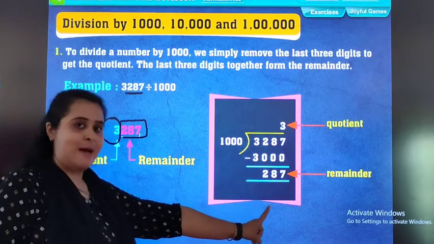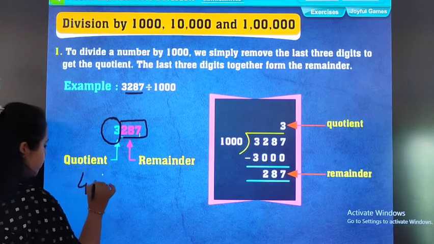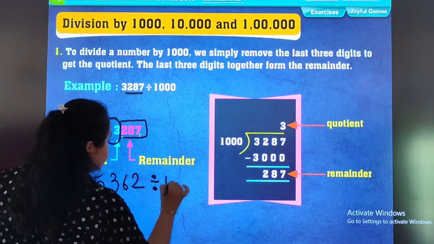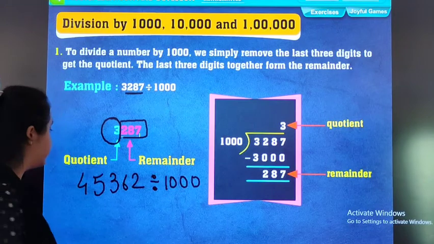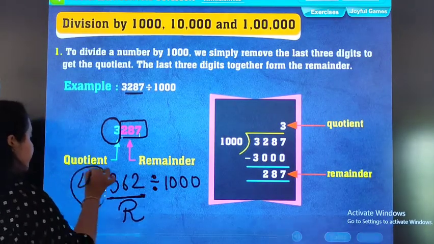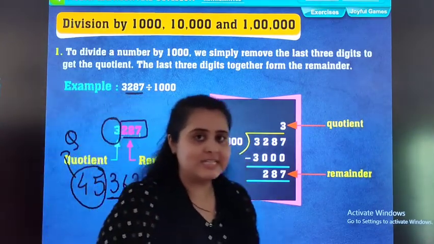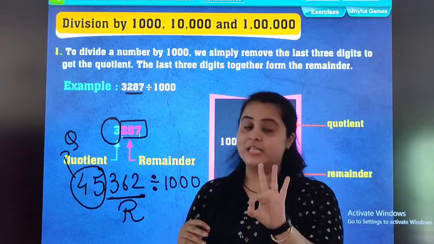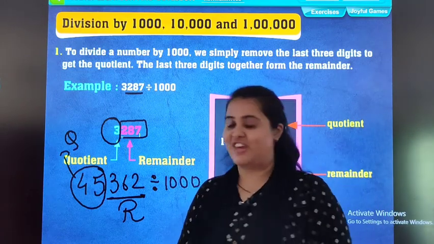Here is the example. Let's take one more example. So in this case, the last 3 digits, that means 362, will become your remainder and 45 will become your quotient. Easy, simple. Jab ye 1000 se divide karna hoga, to last mein 3 digits remainder aur jo bhi aage ke digits honge, wo aapke quotient ban jayenge.